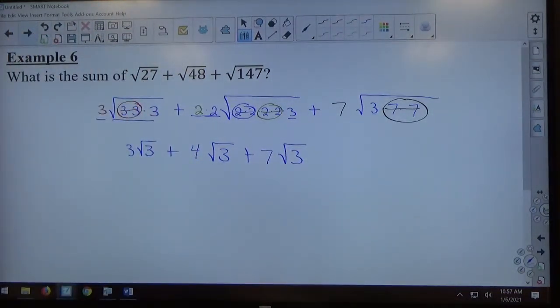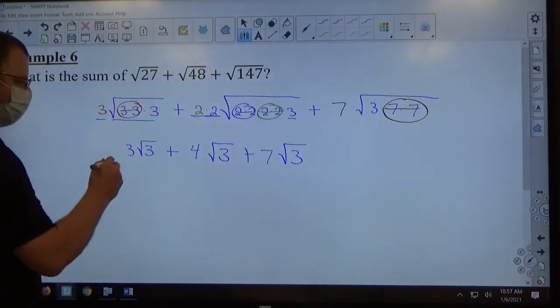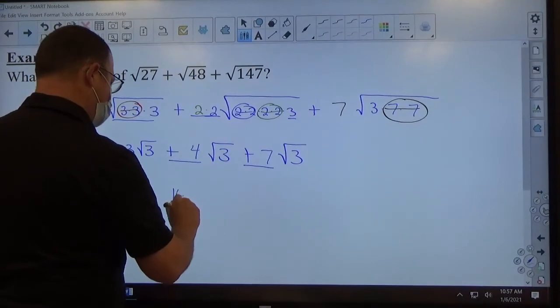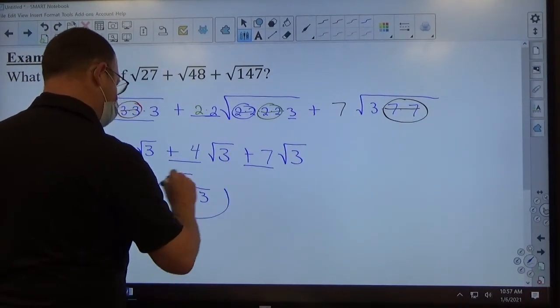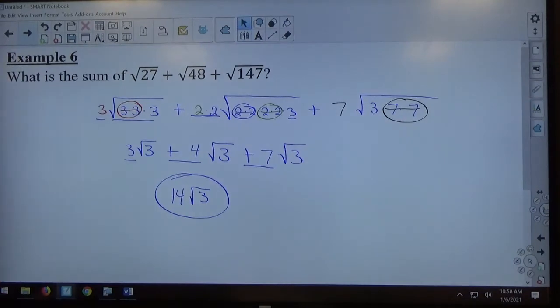And now everything I'm looking to add or subtract, if possible, have to have the same radical to do that. Square root of 3 matches square root of 3 matches square root of 3. So to get the new coefficient, 3 plus 4 plus 7, which is 14 times the square root of 3. And again, your final answer should look like this on these problems.